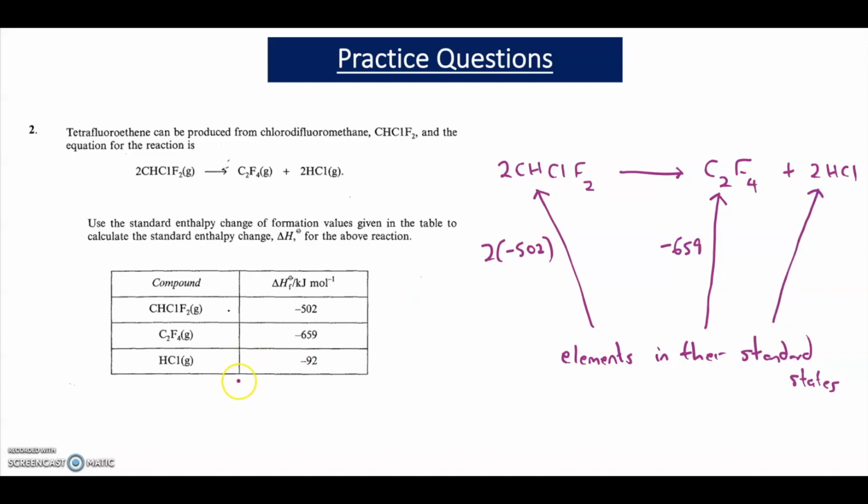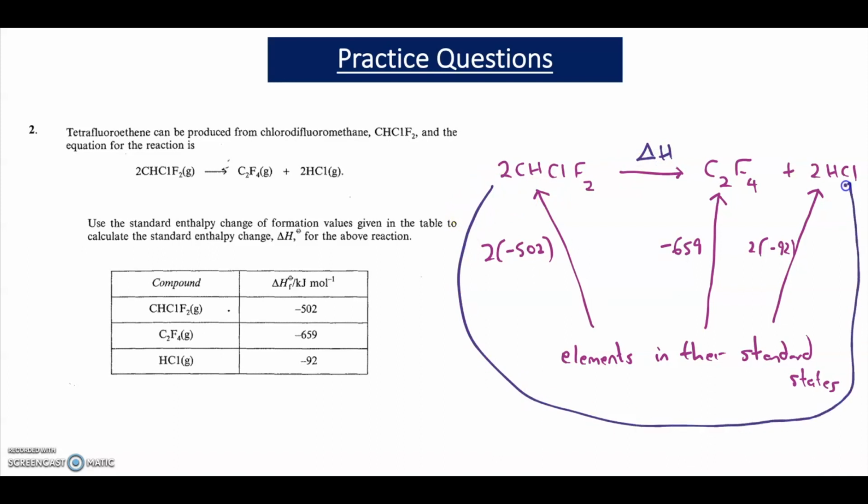So it's 2 times minus 502. Now because I'm forming 1 mole of C2F4 here, I just need 1 lot of the delta HF value of it, minus 659, and then I'm forming 2 moles of HCl, so I need 2 lots of minus 92. Now all I need to do then to calculate delta H is to find a route around my enthalpy cycle. So I'm going to go from reactants to products.